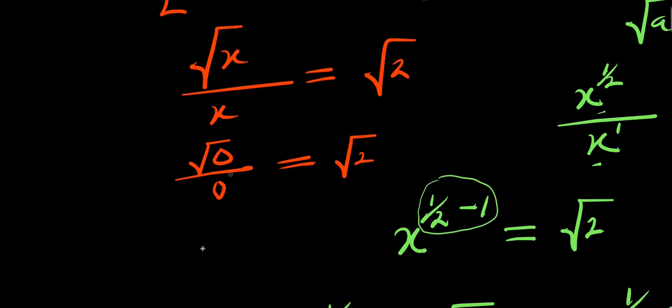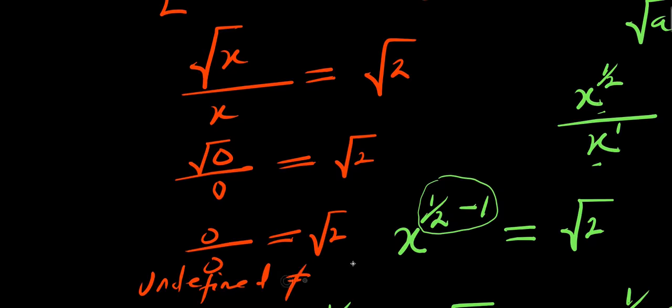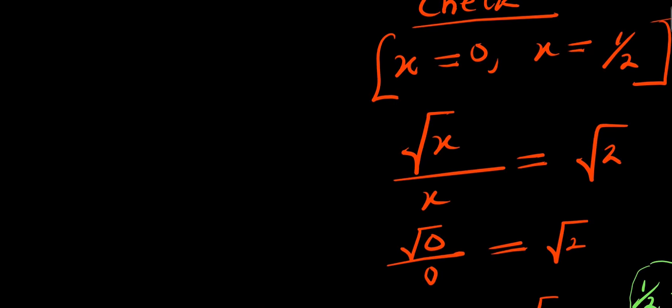Square root of 0 is 0. We have 0 divided by 0, which is undefined here. And this is not root 2. So x equals 0 does not satisfy the equation, which is a wrong solution. Let's consider x equals 1 over 2.